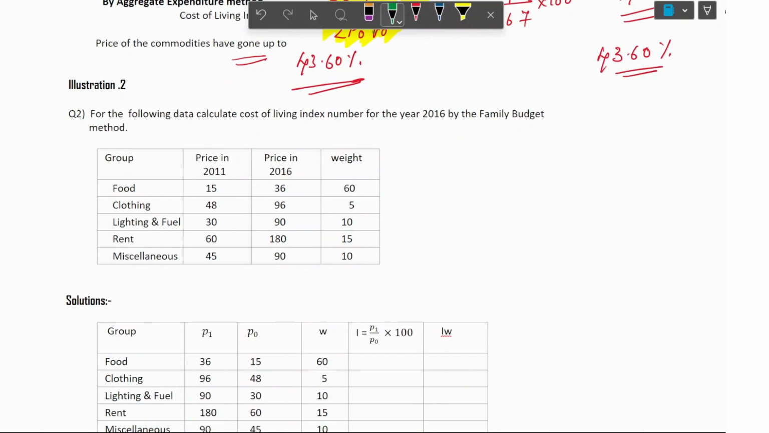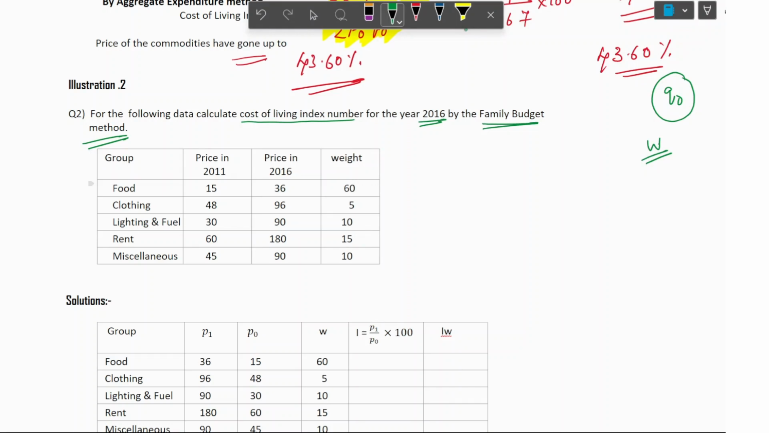Now, read the question. For the following data, calculate the cost of living index number for the year 2016 by the family budget method. Now see, the aggregate expenditure method normally uses Q0, the quantity consumed, but the family budget method uses weightage. Therefore, in the question they will definitely provide you the weightage.